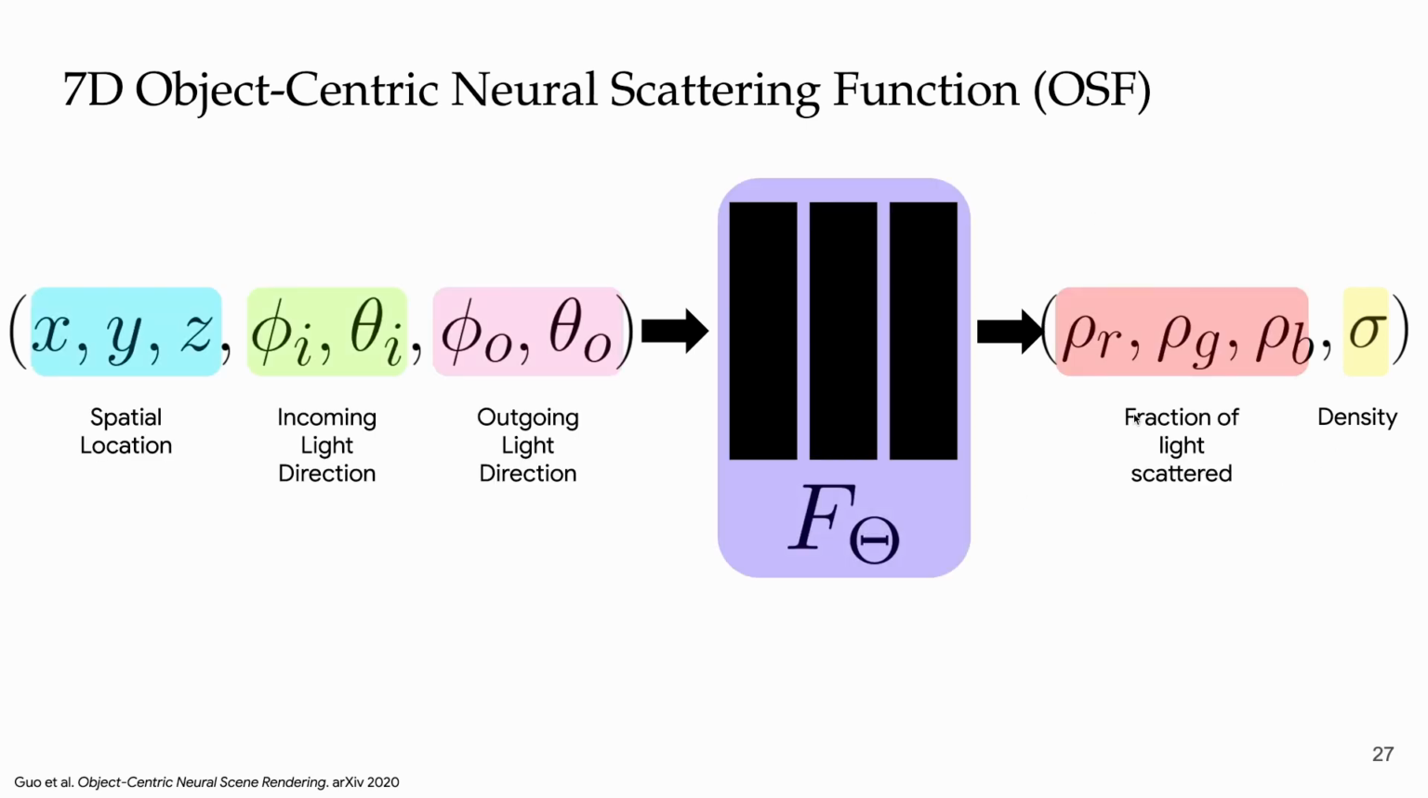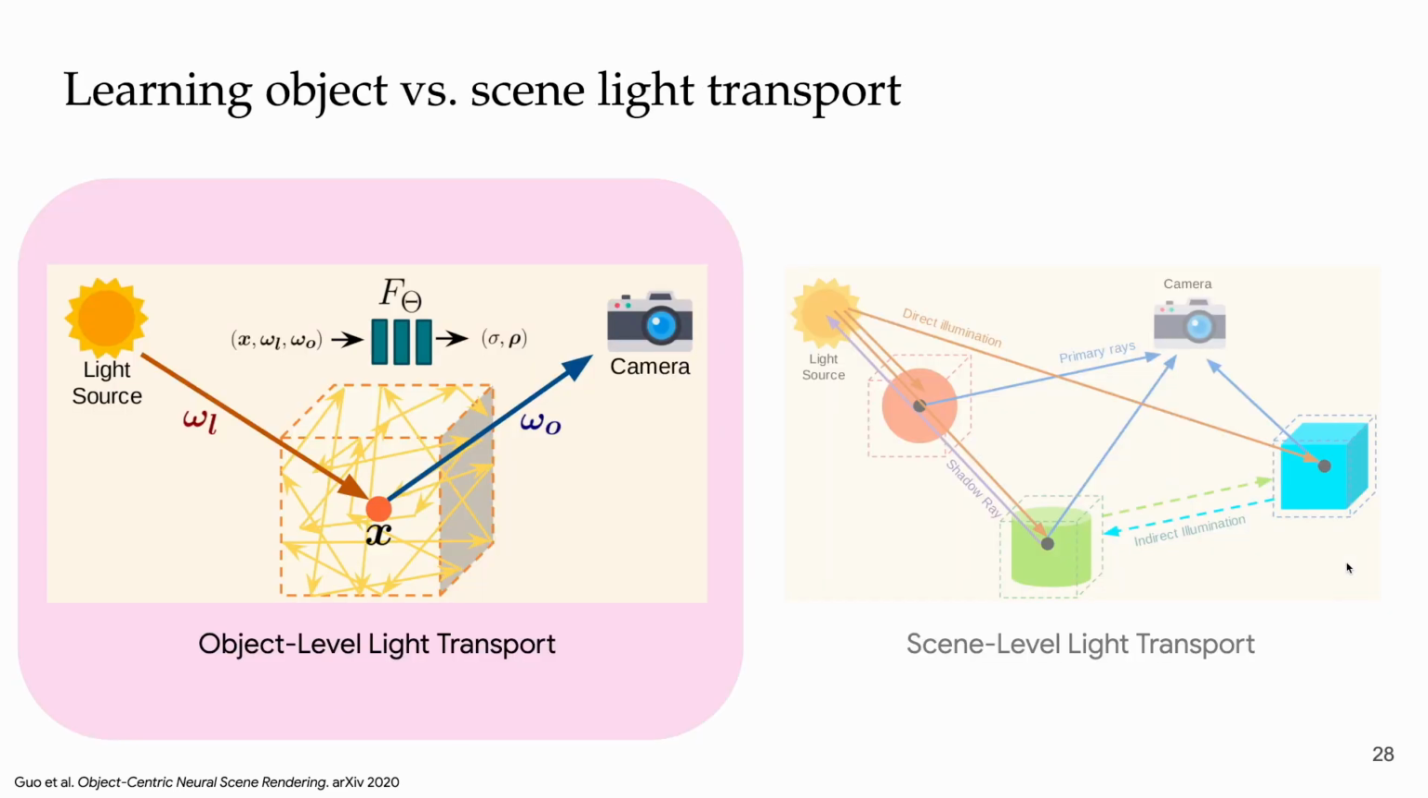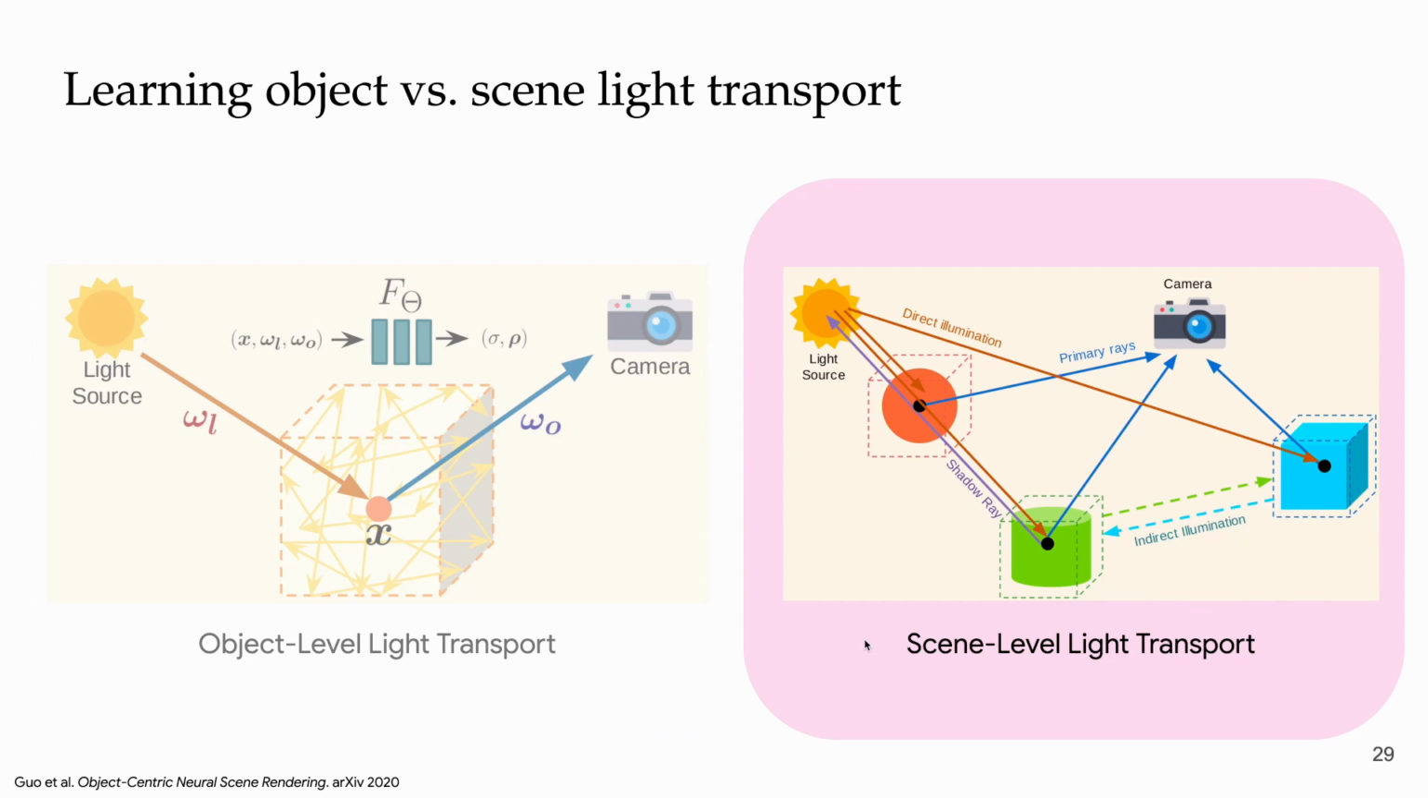So together, this is the whole OSF network that we represent each object by, and just like NeRF, we apply positional encoding to the inputs. So that described the object level light transport. And now I'll talk a little bit more about how we actually take those individually learned object models and compose them together to render a scene.